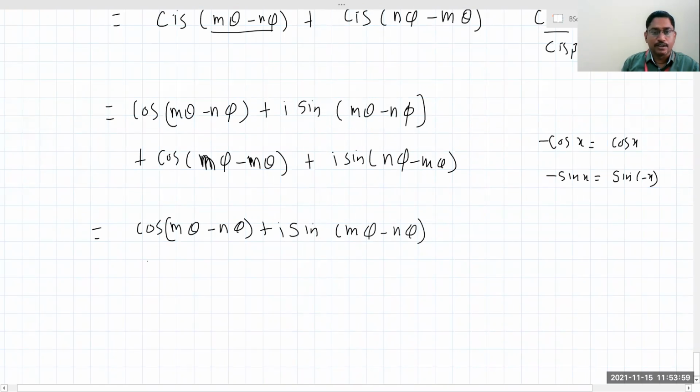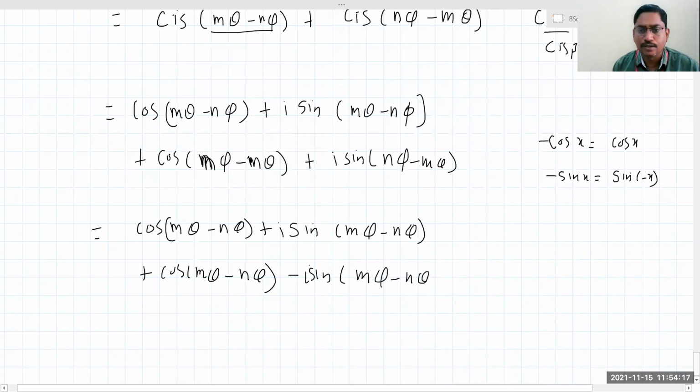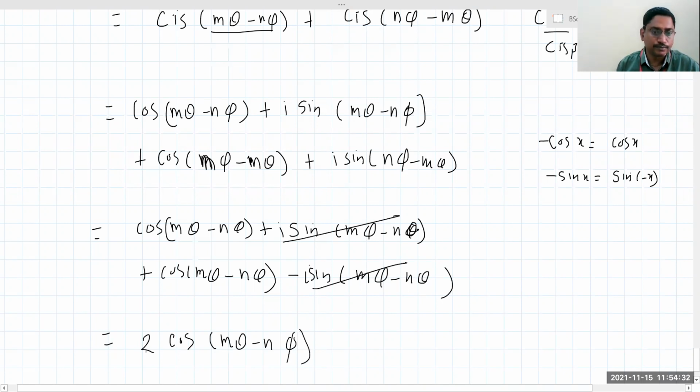What is the second term? In the second term I'll write cos of m theta minus n phi, because cos of minus is cos, but sine of minus is minus sine. So it is minus i times sine of m theta minus n phi. These two terms are equal and of opposite signs, so they will get cancelled. And the cosine terms are equal, so I'll write 2 times cos of m theta minus n phi. So this is your right hand side: 2 times cos of m theta minus n phi.